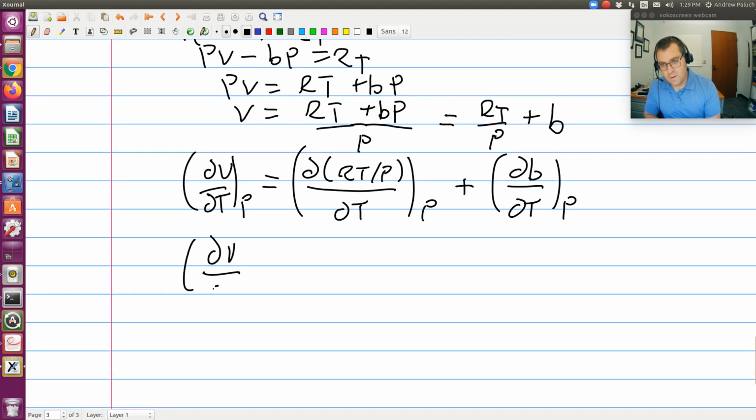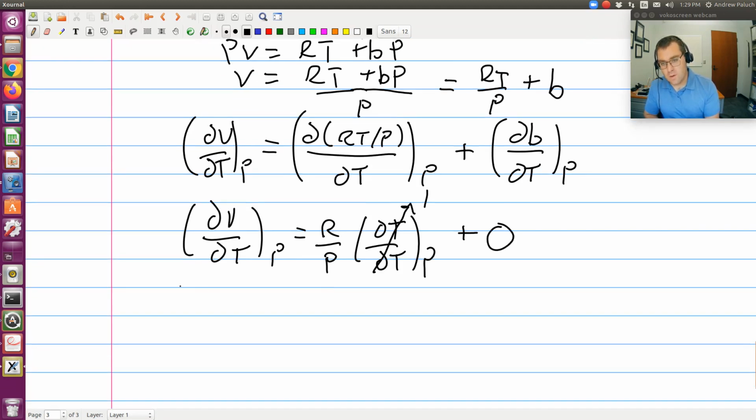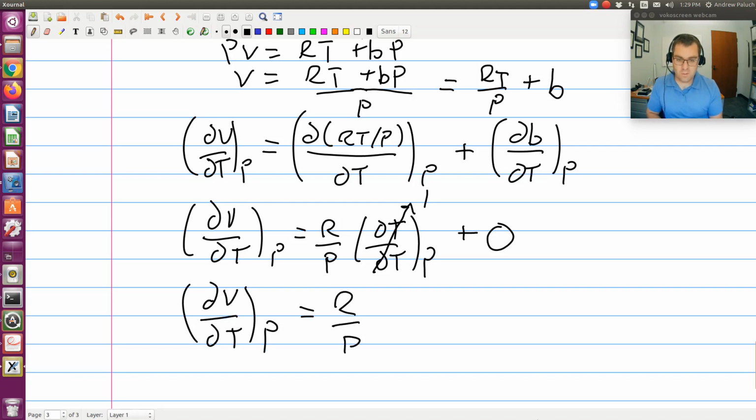So dV dT at constant P is equal to, okay, P is being held constant, R is constant, so I have R over P times partial T with respect to T at constant P, and I know that's just 1, plus partial B with respect to T at constant P. Well, B is just a constant, so that's 0. So dV dT at constant P is equal to R over P. Okay, cool.